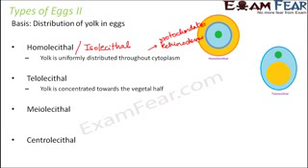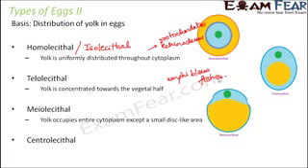Let's move on to the next one, that is telolecithal. Telolecithal are those types of eggs where the yolk is concentrated towards the vegetal half. Like in every egg you have an animal half, the animal pole, and the vegetal pole, right? So the animal pole is towards one side and the vegetal pole is towards the other side. If the yolk is concentrated towards the vegetal half, as you see here, just towards the bottom portion you have all the yolk, this is called telolecithal. This type of egg is seen in amphibians and fishes.